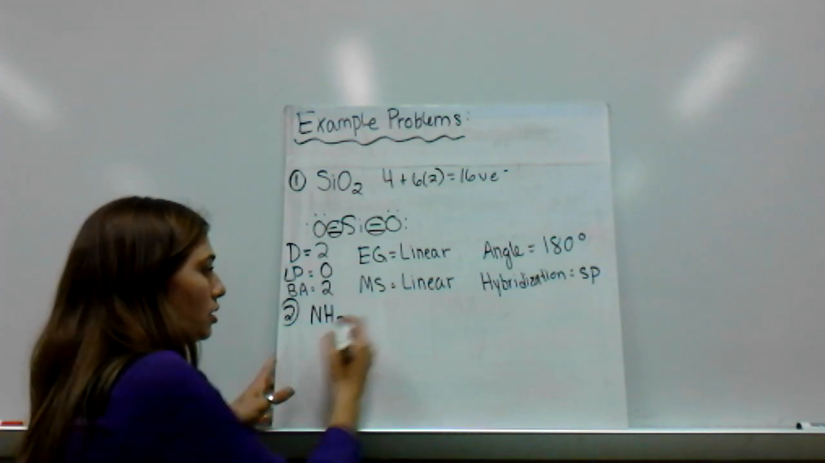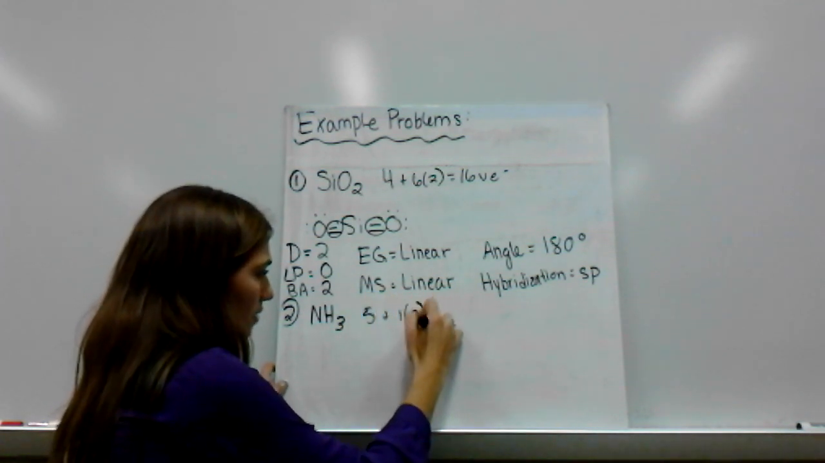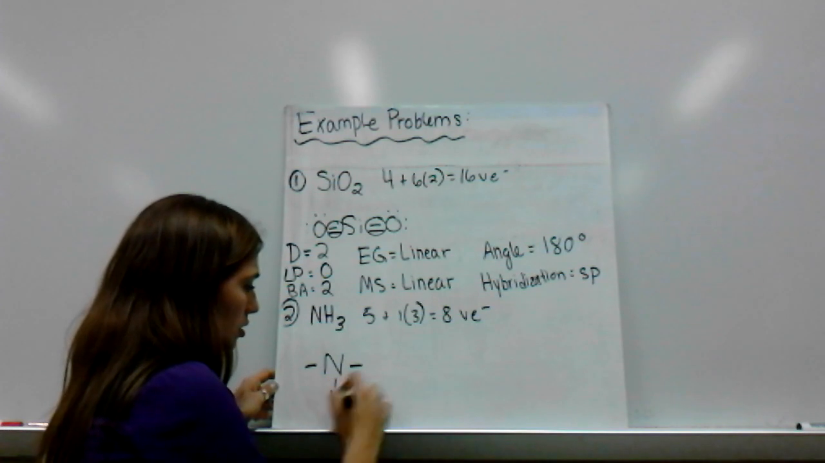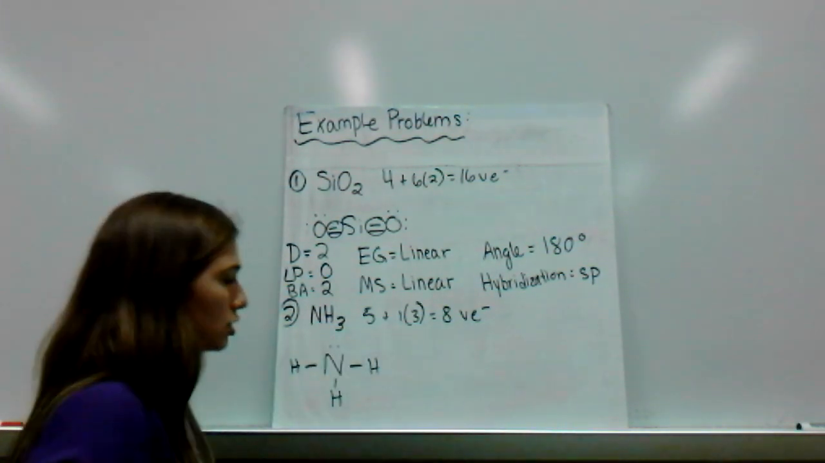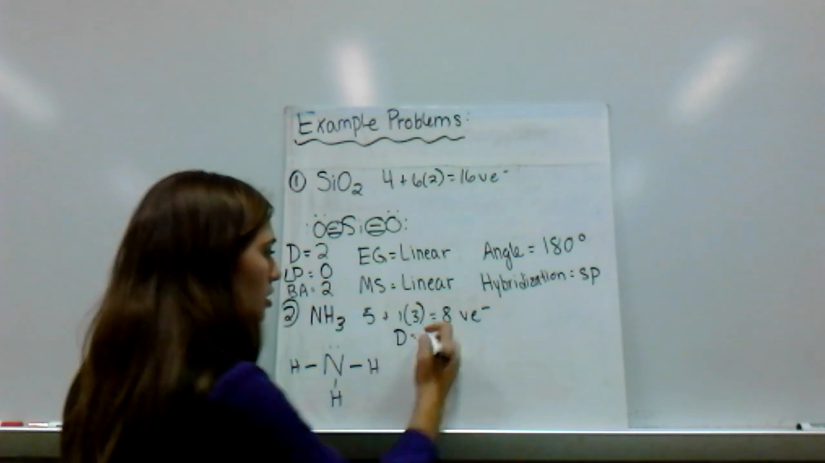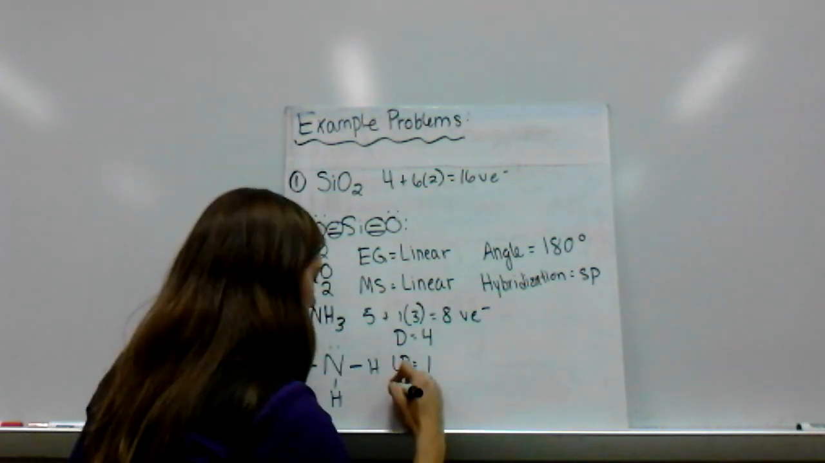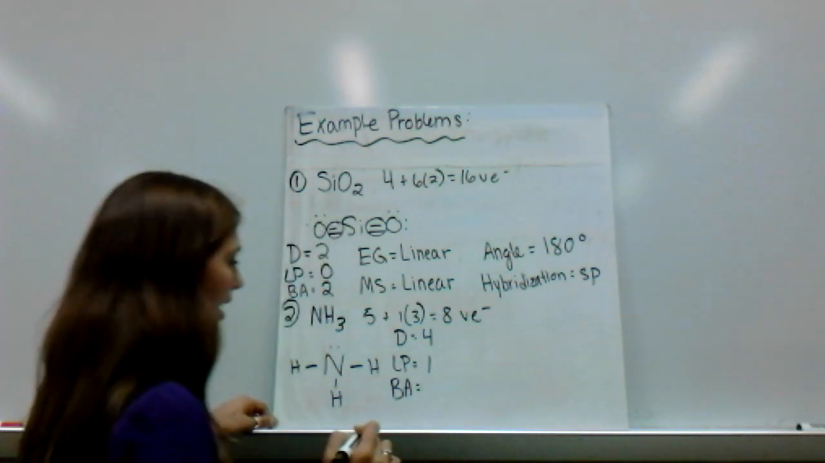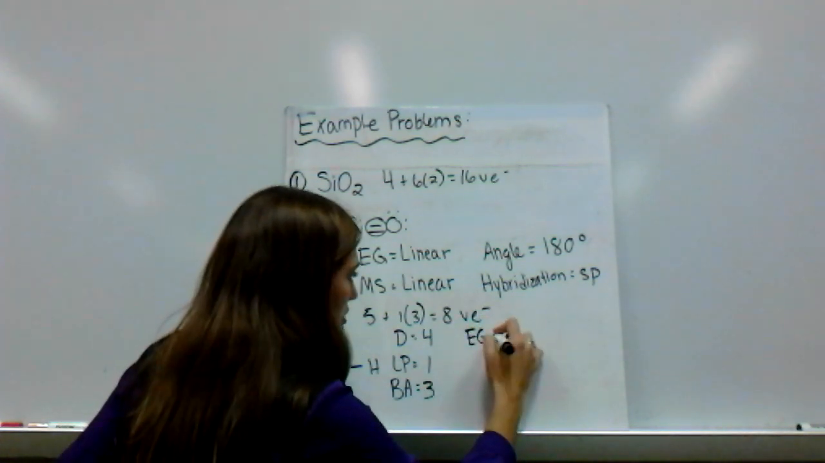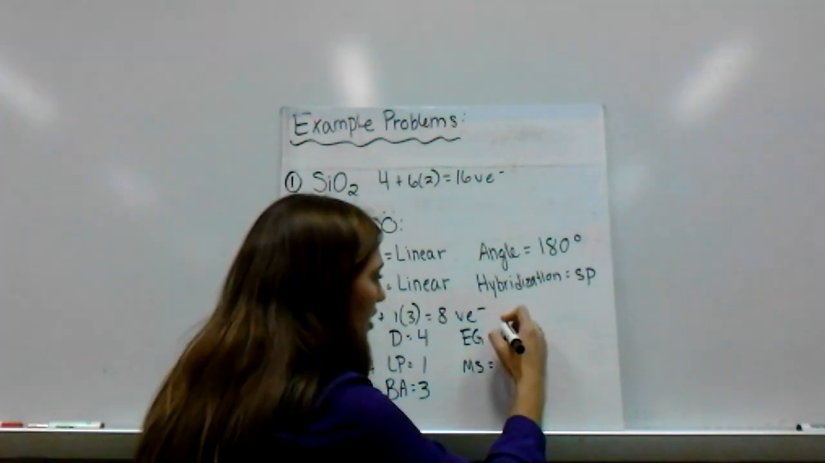Let's do NH3. So I need to figure out the total number of valence electrons I have. So we have 5 plus 1 times 3. That's going to be 8 valence electrons. All right, then I'm going to draw my Lewis dot structure, 2, 4, 6, 8. I'm good. All right. So now I'm going to figure out how many domains I have. I have 1, 2, 3, 4. How many lone pairs do I have? I have 1. How many bonded atoms? I have 3. Okay. My electron geometry, my molecular shape. So my electron geometry, I know that I have 4 domains, so that is going to be a tetrahedral.